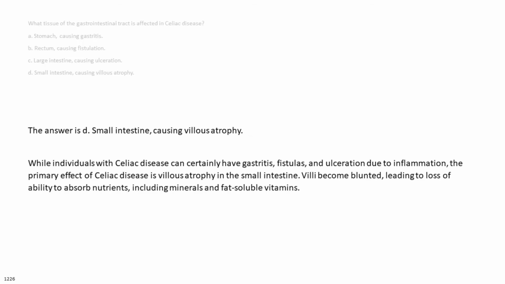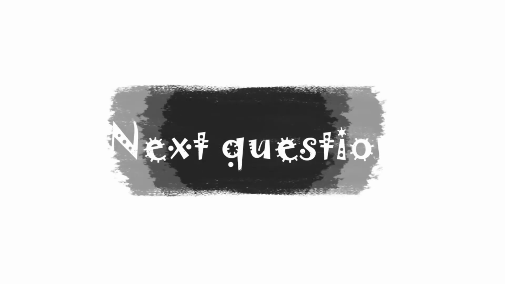The answer is D. Small intestine, causing villus atrophy. While individuals with celiac disease can certainly have gastritis, fistulas, and ulceration due to inflammation, the primary effect of celiac disease is villus atrophy in the small intestine. Villi become blunted, leading to loss of ability to absorb nutrients, including minerals and fat-soluble vitamins.